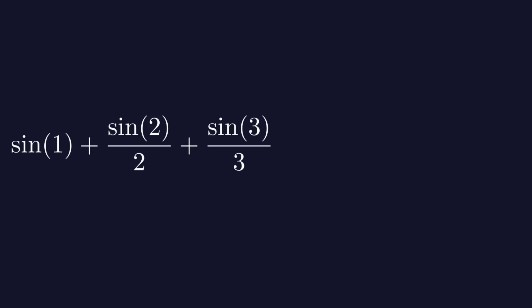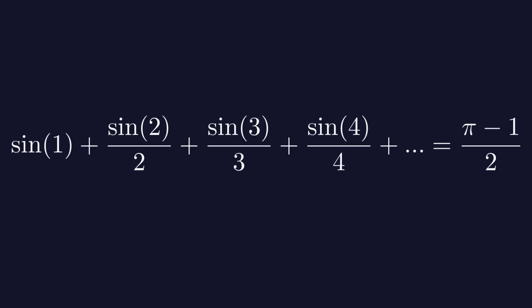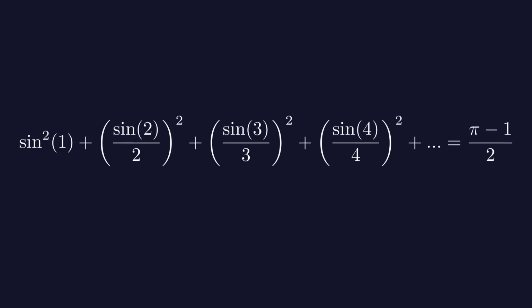Let's add sine of 2 over 2 to sine of 1, and add sine of 3 over 3, then sine of 4 over 4, and so on. This infinite sum is equal to exactly (pi minus 1) over 2. But even more surprising is that, if we square each term, we still get (pi minus 1) over 2.